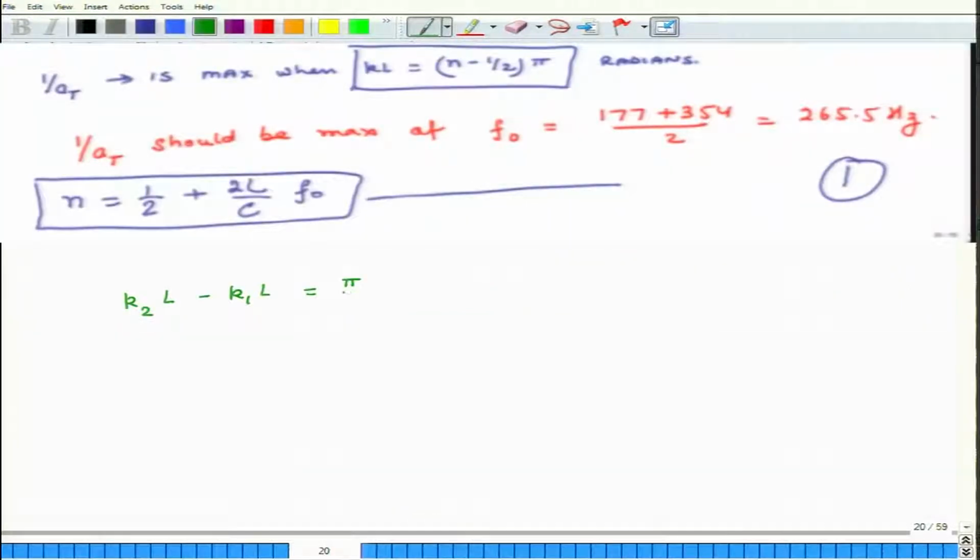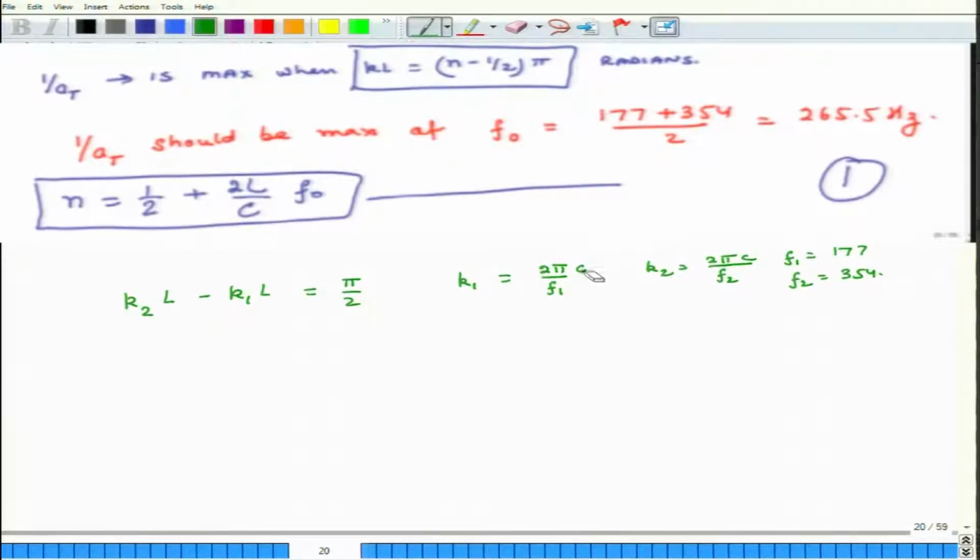So, this is equal to pi by 2 radians, where K1 is equal to 2 pi F1 over C and K2 equals 2 pi F2 over C, where F1 equals 177 and F2 equals 354 hertz. Okay. So, if I plug in, I can write, so this is 2 pi F, and of course there is a C also there.